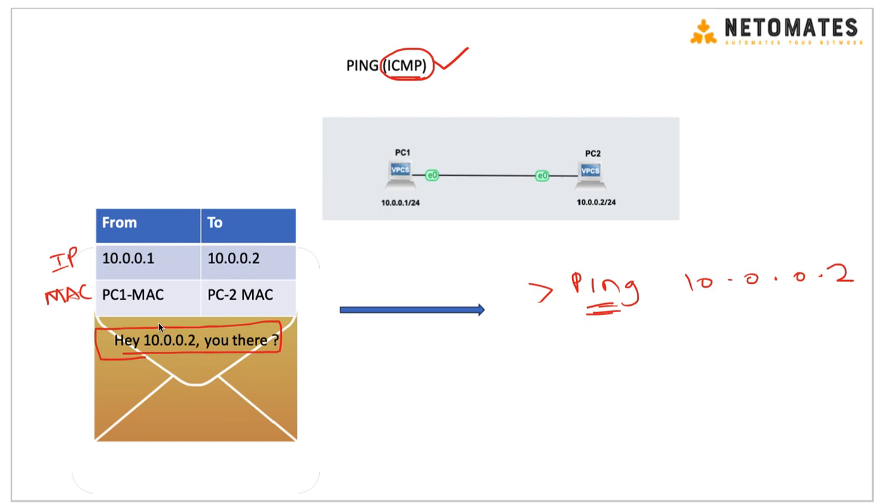Here the packet is going from PC1 to PC2. So the from IP will be 10.0.0.1, and the from MAC will be whatever MAC address PC1 has. Similarly, the to address will be 10.0.0.2 because we are sending this letter to 10.0.0.2. Here we are typing ping 10.0.0.2, so that's why PC1, when creating this packet, is using the address we have given in the command. And then it will put the PC2 MAC address. Once the packet is constructed inside the system, it will go to the network interface card, travel on the physical link, and reach PC2.